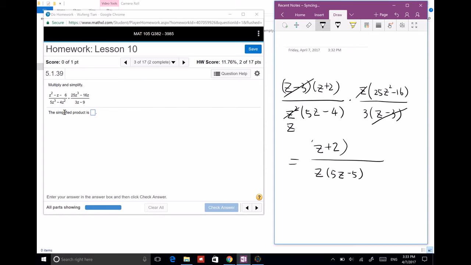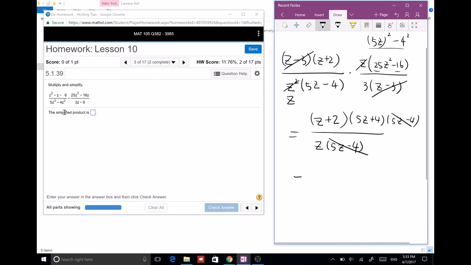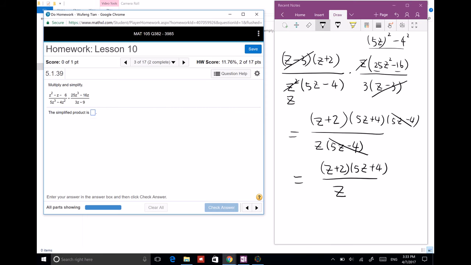Now we look at this one, 25z squared minus 16. This is the difference of squares, so it's 5z squared minus 4 squared. So we factor the difference of squares: 5z plus 4, 5z minus 4. This is 5z minus 4, so now this will be cancelled out. The final answer will be z plus 2 over 5z plus 4. So what you need to do for this problem is just factor every factor completely and reduce the common factor.